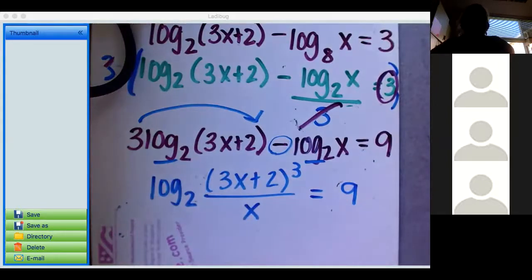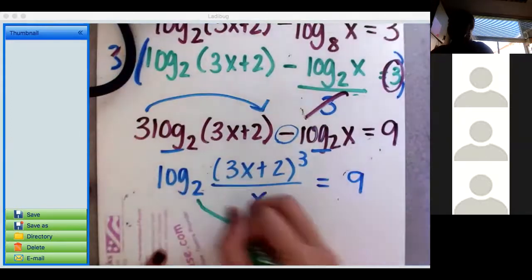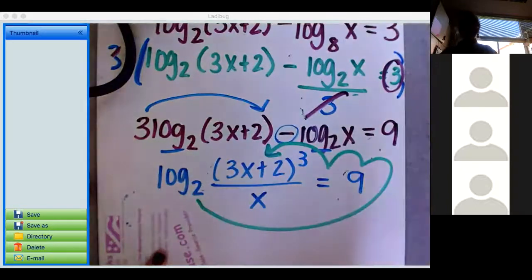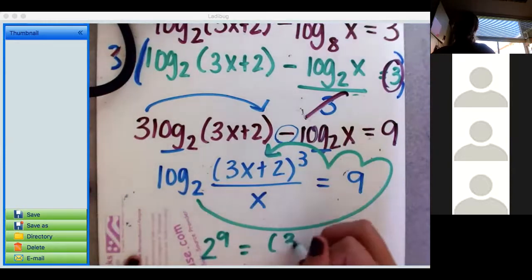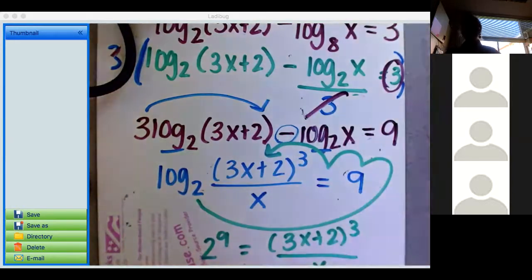We're about to get some big numbers, but it's okay. We'll figure it out. Y'all okay with this? Now that you have one log, what can you do? Loggy froggy. It's the same thing from last week. So 2 to the 9th is going to equal this argument. So I'm going to do 2 to the 9th equals (3x plus 2) cubed over x.